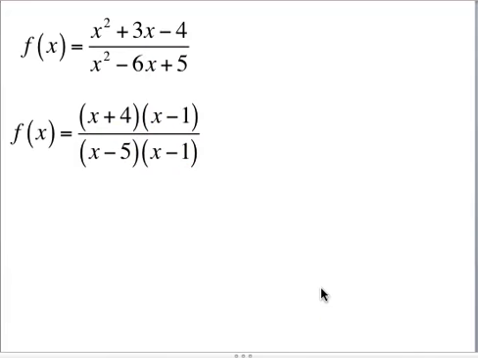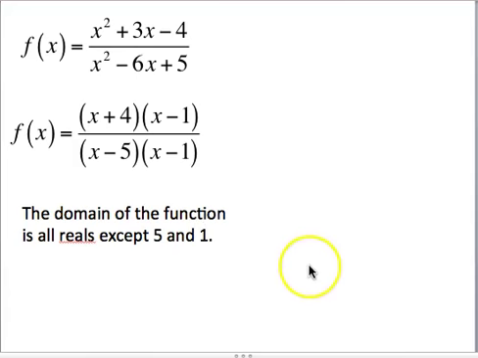Well, the bottom is 0 in a couple places. The bottom is 0 when this piece is 0. The bottom is 0 when that piece is 0. And you know we're not allowed to divide by 0. So if we're thinking of domain, x cannot be 5. And x cannot be 1. So the domain is all real numbers except 5 and 1. But you'll notice there's something funny happening with this x minus 1. This x minus 1 will divide out.